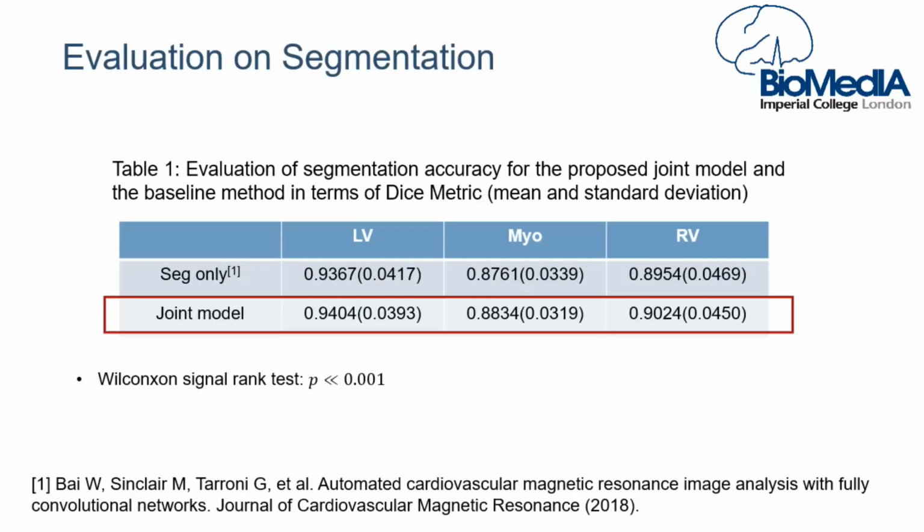So here we first evaluate the performance on segmentation, where we compare the joint model with the baseline method, that is segmentation only, which is the network that removes the motion estimation branch, and it's also a work from our group. So we see that the joint model can outperform the baseline method in terms of the Dice metric significantly, with a p-value much smaller than 0.001. So this, in some sense, indicates the merits of the joint feature learning.